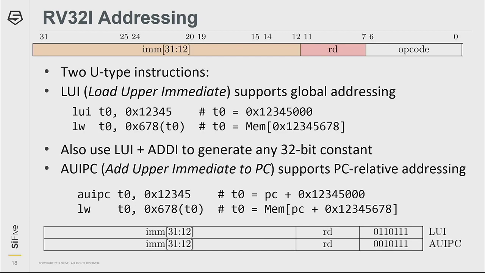So this little code snippet here is how you load an arbitrary 32-bit address. You access memory at an arbitrary 32-bit address and load that quantity into a register. LUI is also used for just synthesizing constants.